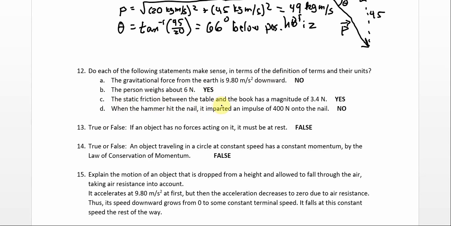The static friction between the table and the book has a magnitude of 3.4 newtons. Yes, that makes sense. It should be in newtons because it's friction and that's a force.